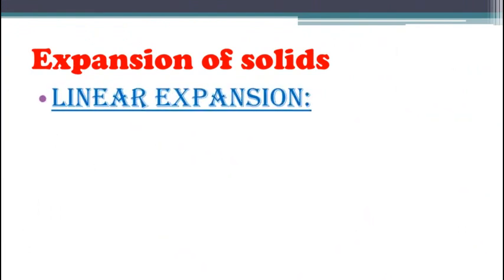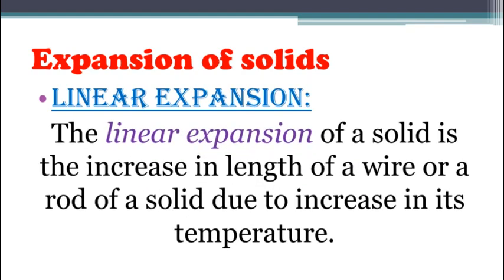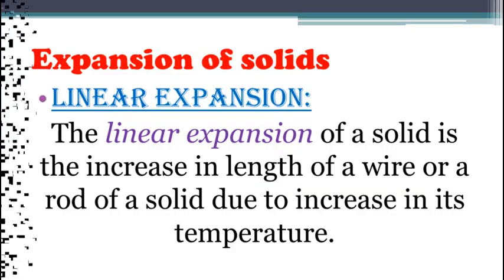Expansion of solid. In expansion of solid, first is linear expansion. The linear expansion of a solid is the increase in length of a wire or a rod of a solid due to increase in its temperature. That means when we heat the rod of a solid material, its length increases, and this is linear expansion of solid.